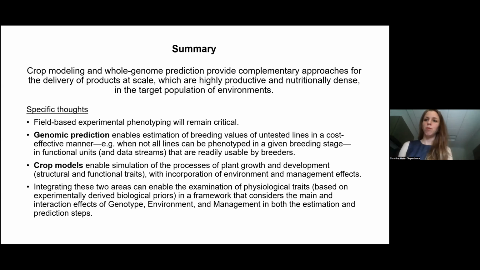And finally, there's the final portion there. So we can really start to look at these physiological traits, and I would add biochemical traits as well, as we're now integrating. And we can consider some of these main interaction effects both in the estimation steps and in the prediction steps. We see utility in both of those steps. So I will stop there. And thanks very much. I will look forward to discussing.